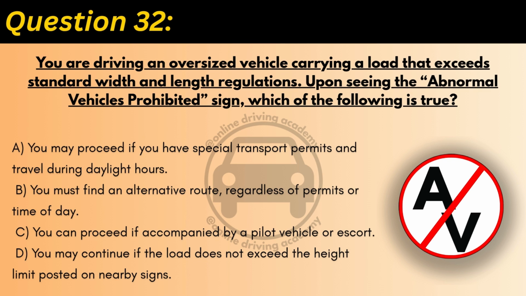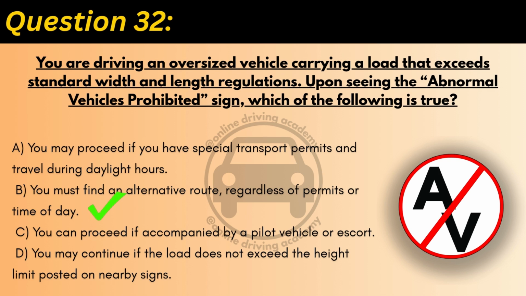So is your answer option A, you may proceed if you have special transport permits and travel during daylight hours? Is it option B, you must find an alternative route regardless of permits or time of day? Is it option C, you can proceed if accompanied by a pilot vehicle or escort? Or is it option D, you may continue if the load does not exceed the height limit posted on nearby signs? Now since we already established that you are actually driving an abnormal vehicle, it means that you cannot enter this road. Therefore option B will be your correct answer.